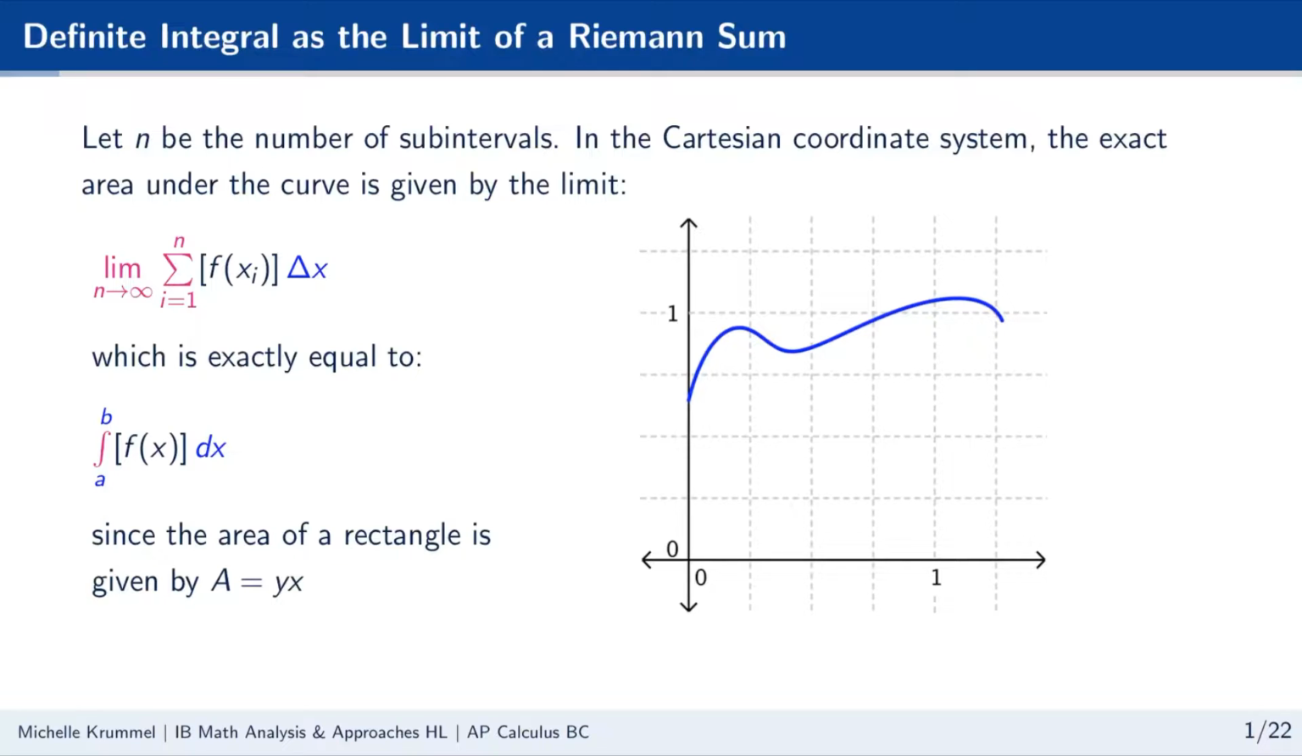In the Cartesian coordinate system, we know we can find the area under a curve by splitting it up into subintervals and using a Riemann sum, so using rectangles to calculate the area. So I'm just going to draw a representation of what that Riemann sum might look like. Okay, so the way I'm drawing it here, it looks like a left Riemann sum.